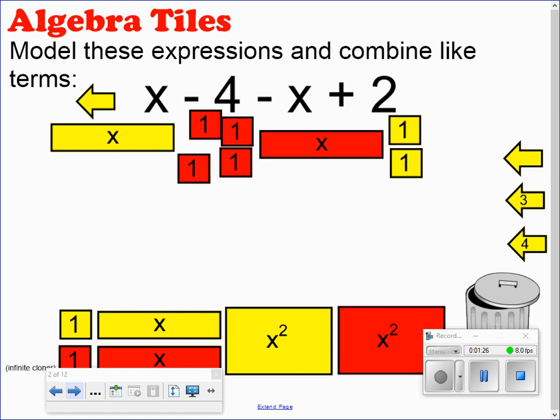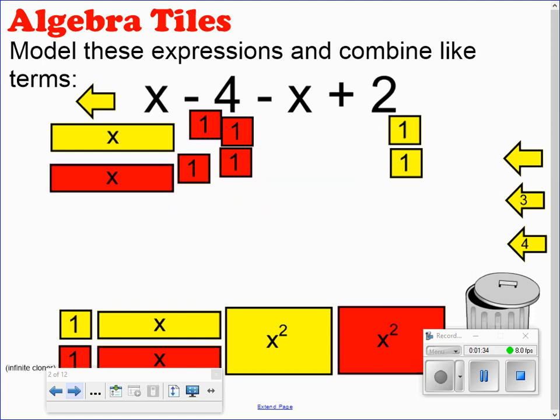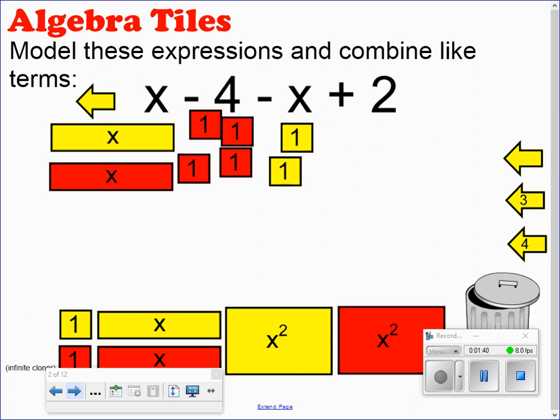Now, we want to combine like terms. So what we do is we combine terms that are similar. So any x's that I have, any rectangles we would put together, we would group together. And any constants, any ones, we would group together.